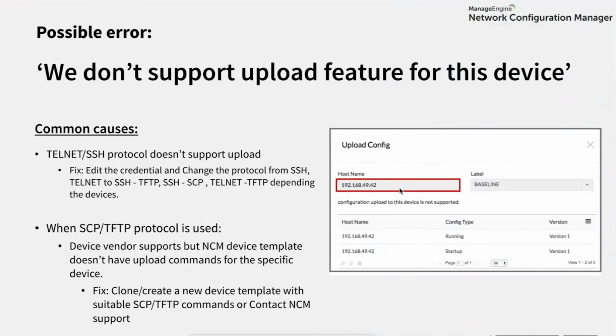So yeah, like I showed earlier, sometimes Telnet and SSH does not provide upload option. So you can edit the credential and change the protocol from SSH Telnet to SSH, TFTP, or SCP, depending upon the devices. Also, sometimes even when SCP or TFTP protocol is used, the device vendor might support NCM, the device template, but the device template might not have the upload commands for the specific device. So you can clone or create a new device template, or you can contact NCM support.